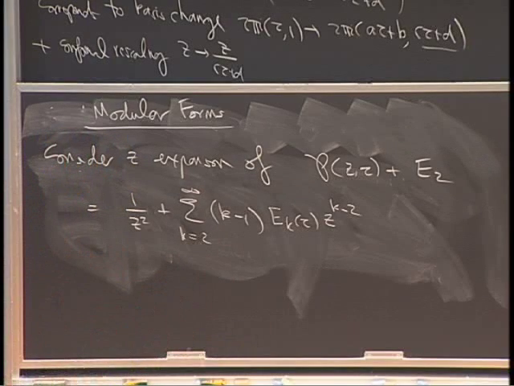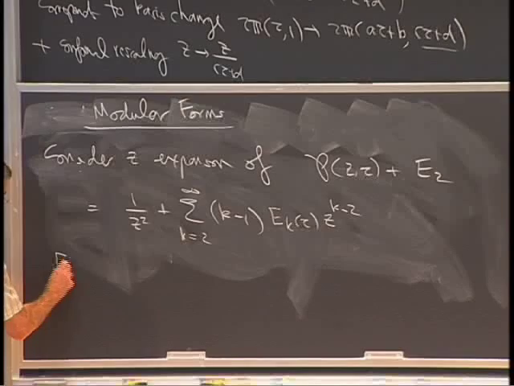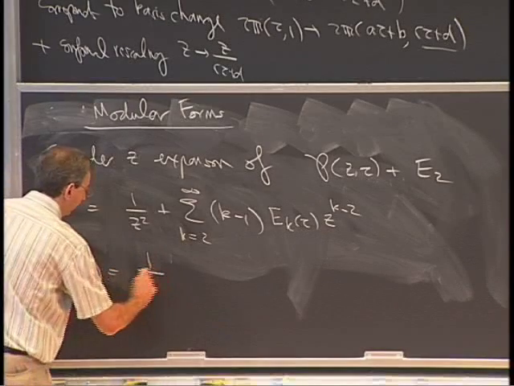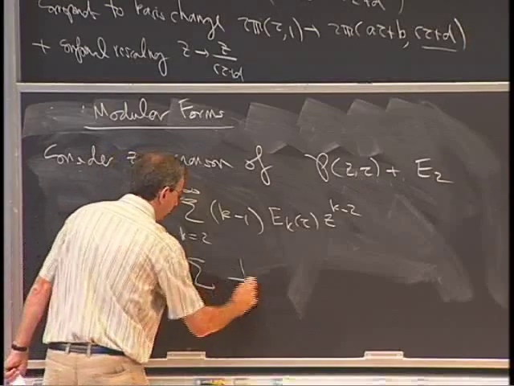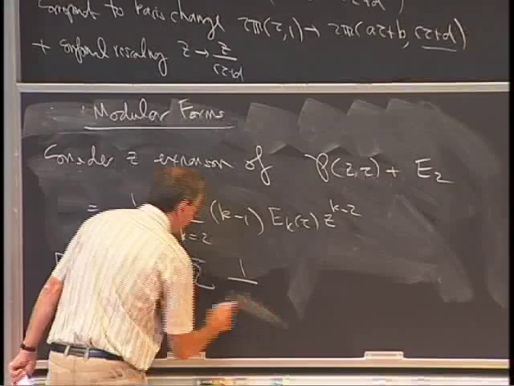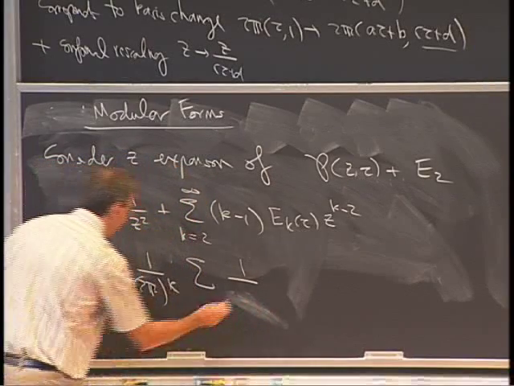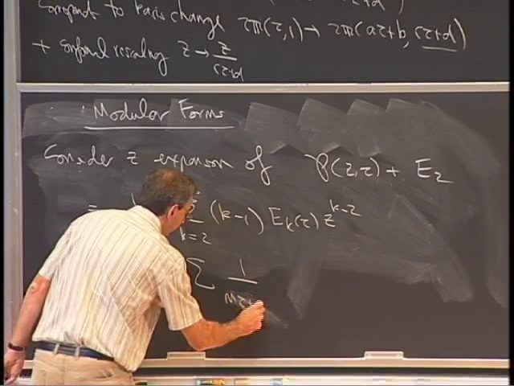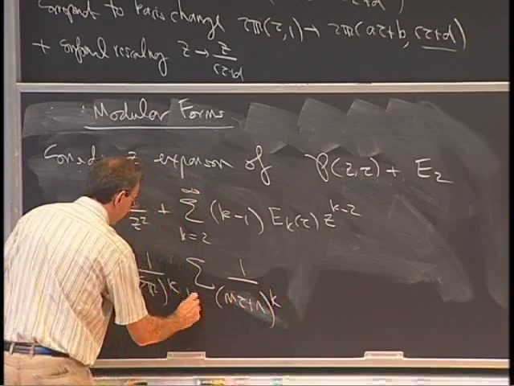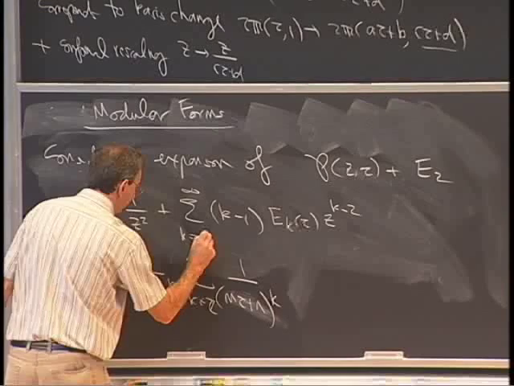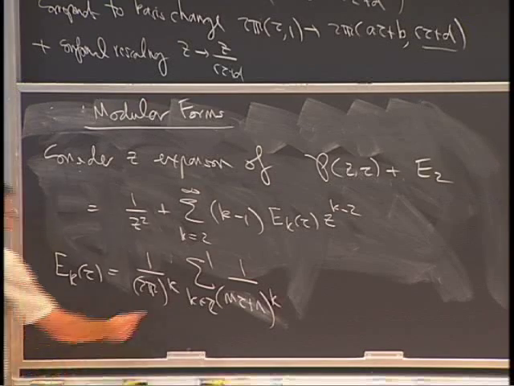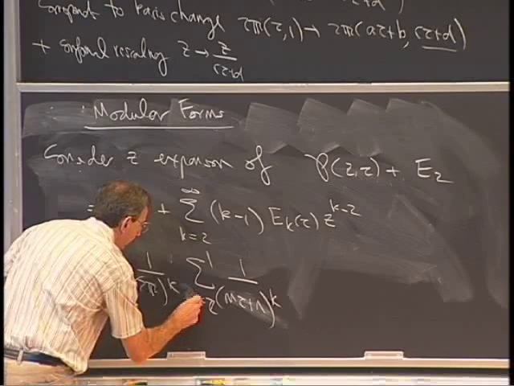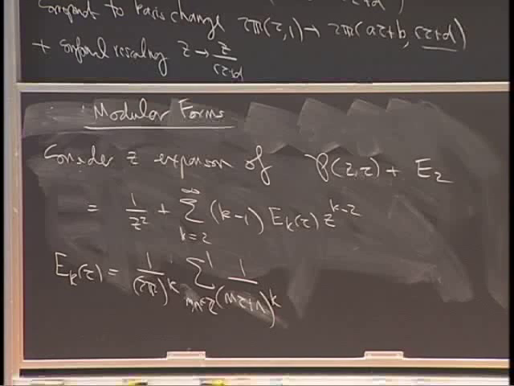So it's an even function, and I'm including here k equals 2, so I have the e2 factor included in this sum, where e_k of tau is, when you work it out, 1 over 2 pi i to the k, the sum over omega_n, which is the same as m tau plus n to the k, again excluding the origin. Sorry, that's nonsense: m, n, and excluding the origin again.